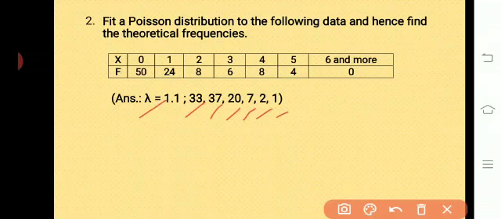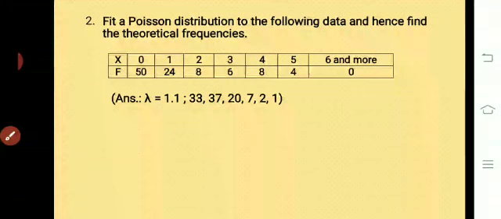So solve this example at home and check whether your frequencies are the same or not. So this is the second question on fitting of Poisson distribution. So please complete this question at home. Thank you.